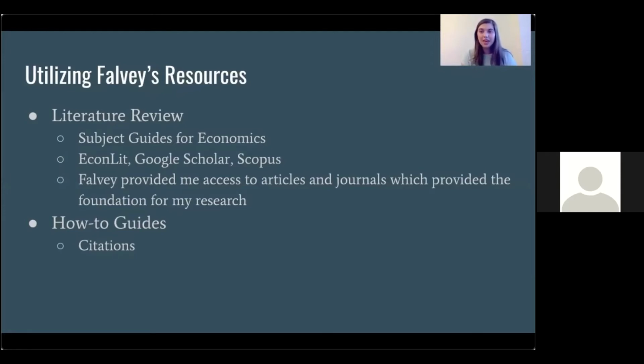The 3 main databases that I used were Econlit, Google Scholar, and Scopus. Falvey provided me access to articles and journals, which I otherwise would not have had access to, and these provided the foundation for my research. I also found Falvey's how-to guides to be very helpful, especially their citation guide. Citations have never been my strong suit personally, and so having how to do them laid out in a 1 to 2 page, very simple to understand way was very helpful to me as I was completing my project.